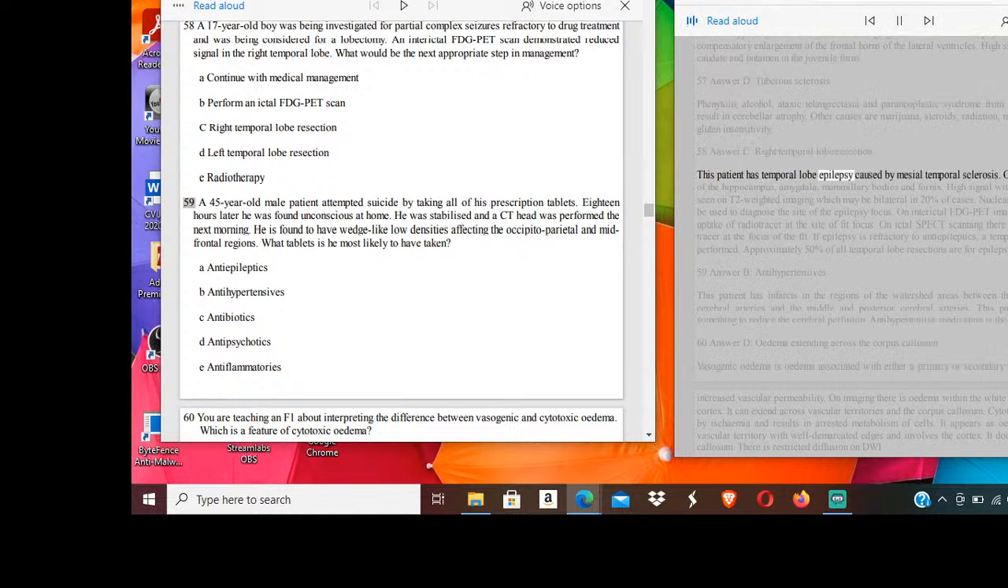This patient has temporal lobe epilepsy caused by mesial temporal sclerosis. On MRI, there is atrophy of the hippocampus, amygdala, mammillary bodies, and fornix. High signal within the hippocampus is seen on T2-weighted imaging, which may be bilateral in 20% of cases. Nuclear medicine imaging can be used to diagnose the site of the epilepsy focus.